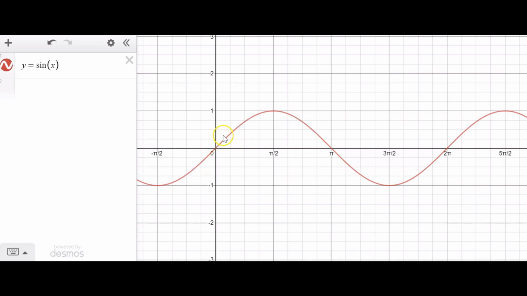All right, so I want you to look up here, and we have y equals sine of x. And so you can see we have the graph of sine. It goes up, down, up, okay? And what we're going to do is we're going to make three different kinds of changes to sine.